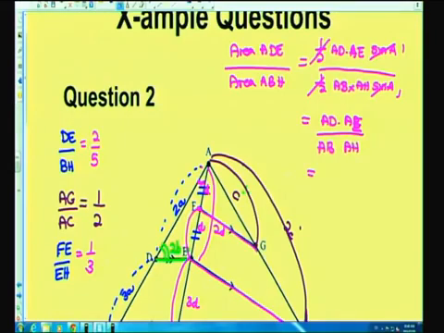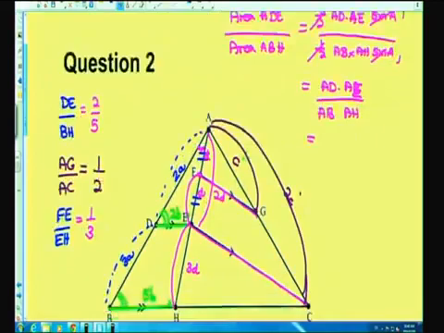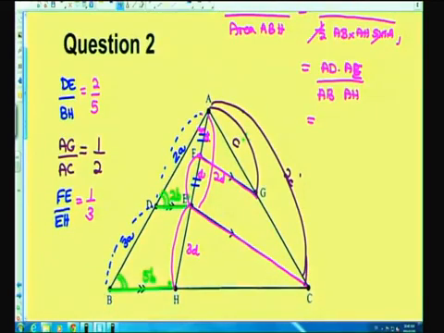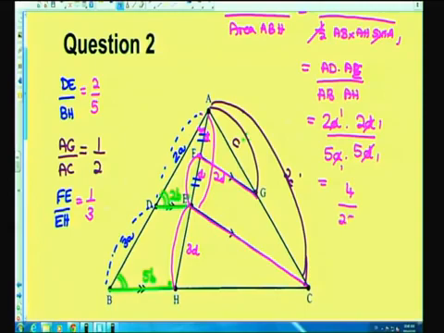Right, so if we look at the drawing, we already know those values in terms of A's and D's, which will help. AD we know is 2A. AE we know is 2D. AB is 5A and AH is 5D. So those D's are not going to cause any problem. They're going to cancel out, and so are the A's. And so we're left with 4 over 25.